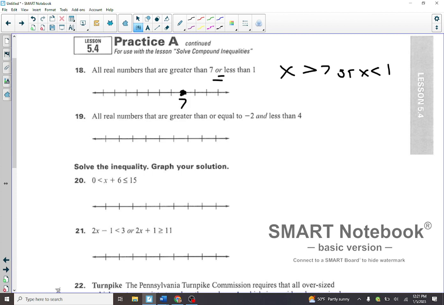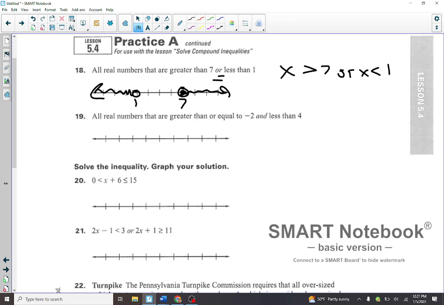Seven, closed circle to the right, x is bigger than 7. 1, open circle. Oh, I'm sorry, these are open circles, my fault. And then to the left. All the numbers that are greater than or equal to -2 and less than 4. So all real numbers greater than or equal to -2 and less than 4.